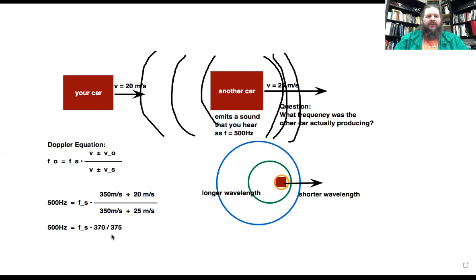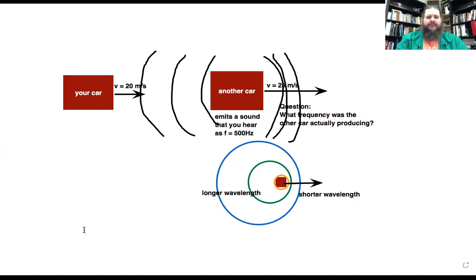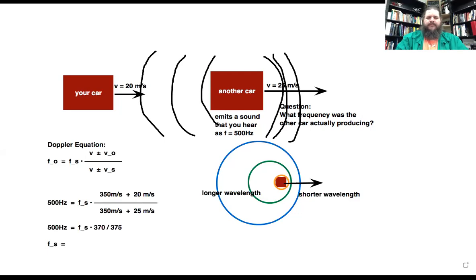And this usually happens if you've got a fraction of the same type of measurement, speed over speed, or distance over distance, or time over time. As long as the numerator and denominator are the same units, then the result is a unitless ratio, which is good because we want the frequency to have the same units as the hertz over here. And then how do we isolate frequency at the source?